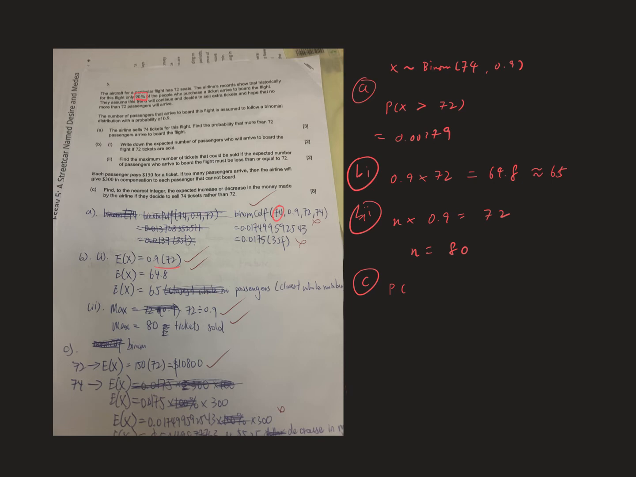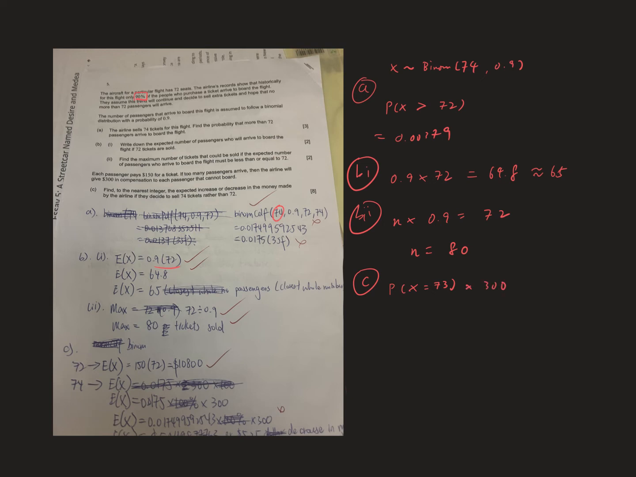For the first part, X equals 73. That means 73 people arrive, which means one of them cannot board the flight. Therefore the airline company has to pay extra $150. Sorry, pay $300 for the compensation. Therefore we have to put 300 here.